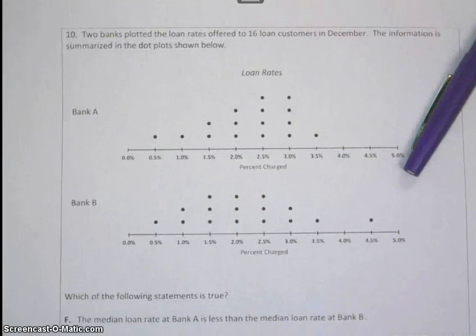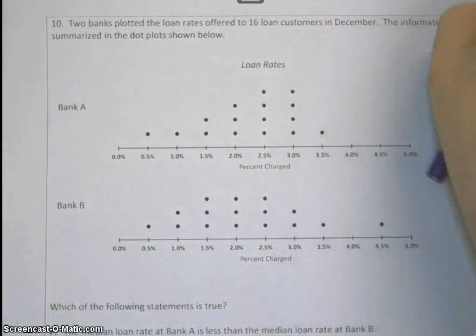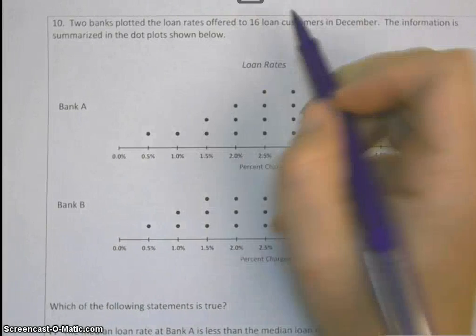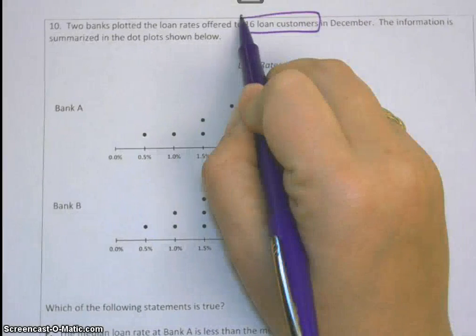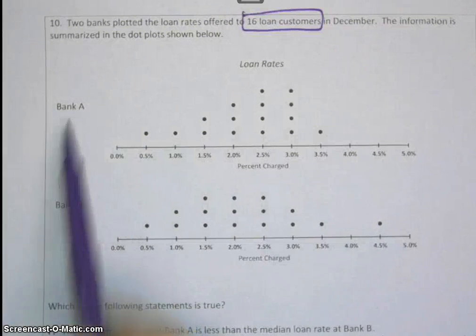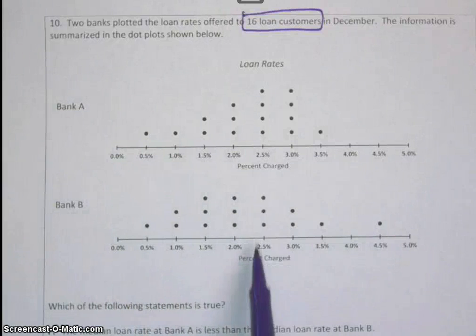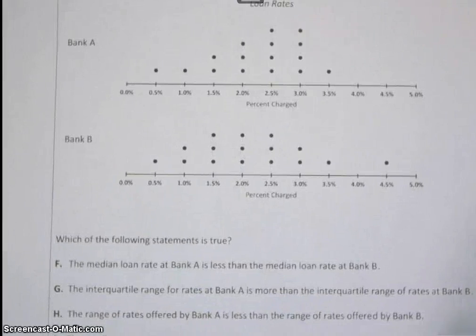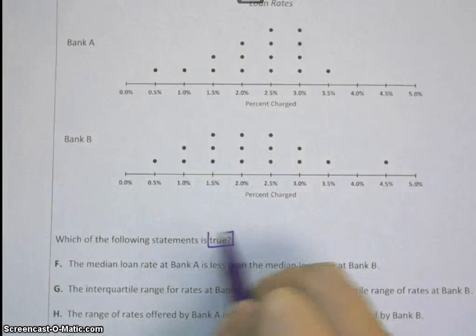Okay, so we're on problem number 10. 2 banks plotted the loan rates offered at 16 loan customers in December. So 16 loan customers. I feel like that's going to be important for us. The information is summarized in the dot plots shown below. So we have loan rates, Bank A, Bank B, percentages. These are decimals. I like it. All right. It says, which statement is true?